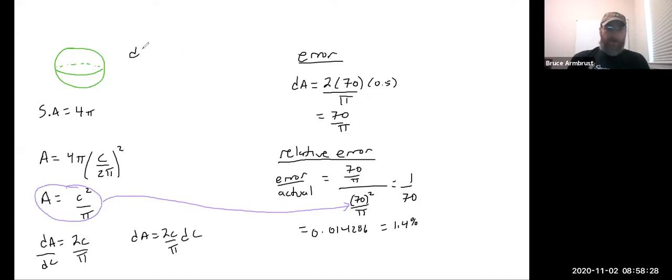If we want to find the relative error, that's dA over A. And we have formulas for both of those. The dA, that's 2c dc over pi. That was this guy right here. And then we're going to divide by the area, which was c squared over pi. So you can cancel some stuff out. The pi's go away, one of the c's goes away, and you're left with 2 times dc over c.